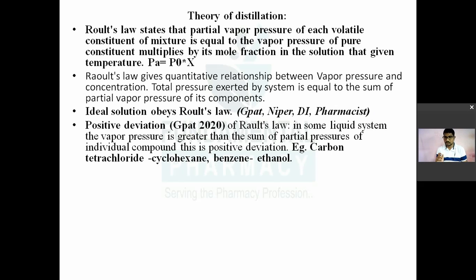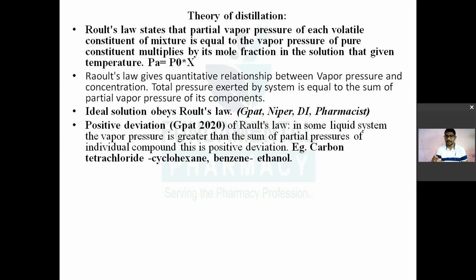Okay, so this was a question in GPAT 2020. So positive deviation is when the vapor pressure of the mixture is more than the sum of the individual components. Okay, so in some liquid systems the vapor pressure is greater than the sum of the partial vapor pressures of the individual components. This is a positive deviation.